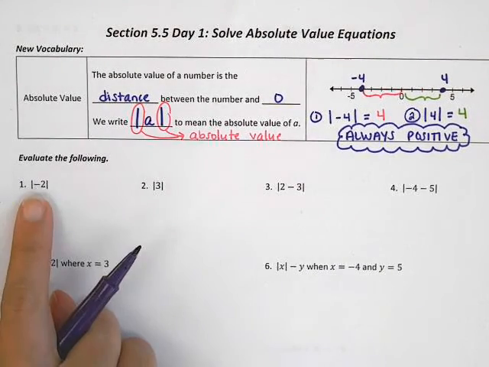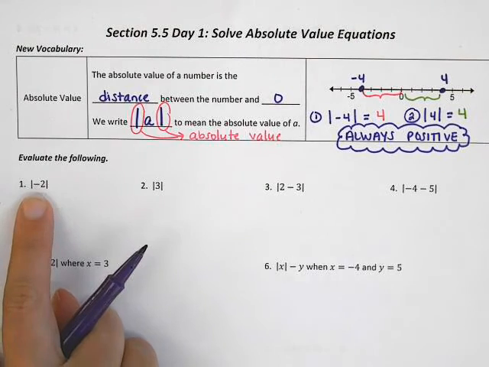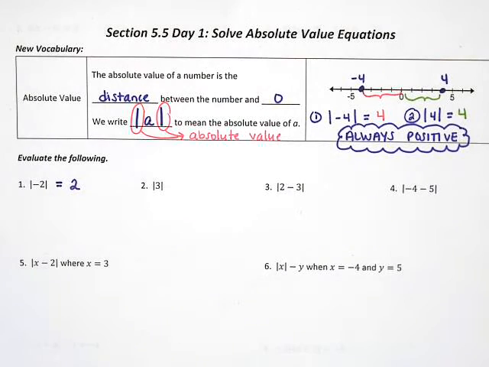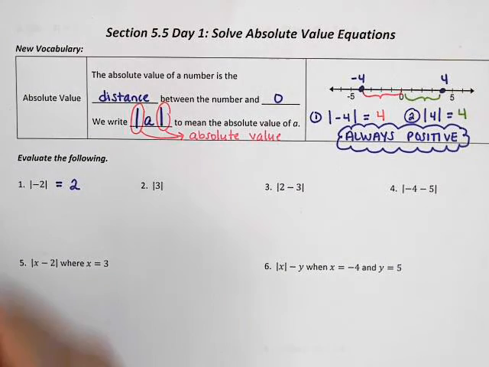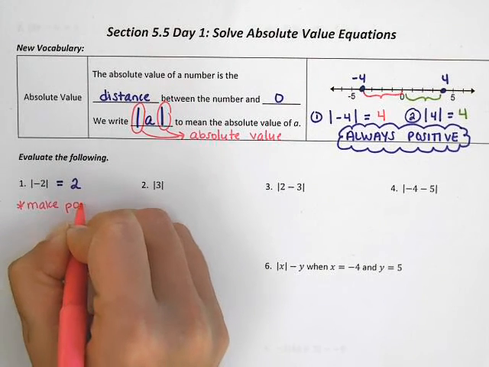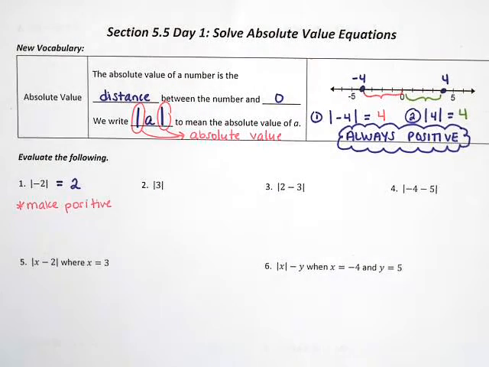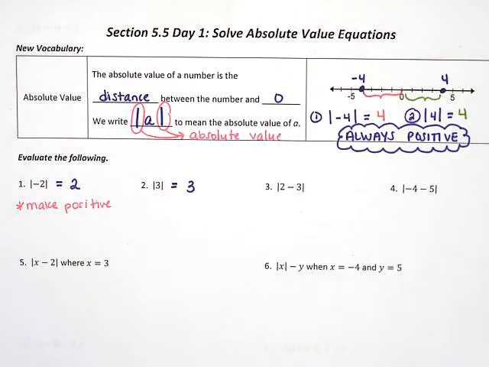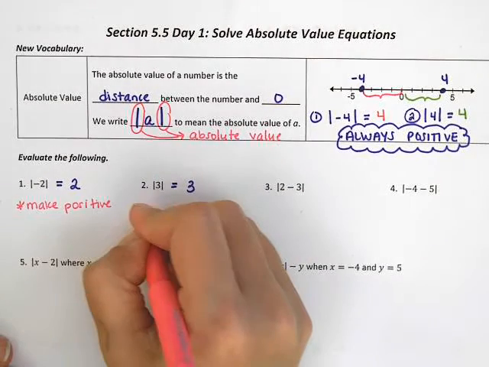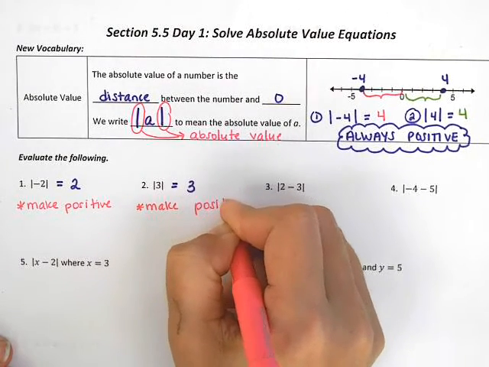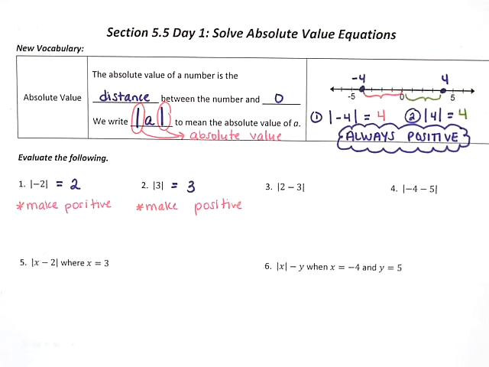If I say find the absolute value of -2, your answer would be 2, because an absolute value means make it positive. Now, number 2, what's the absolute value of +3? Would just be +3, because an absolute value means make it positive. And since this number was already positive, it would just stay the same.